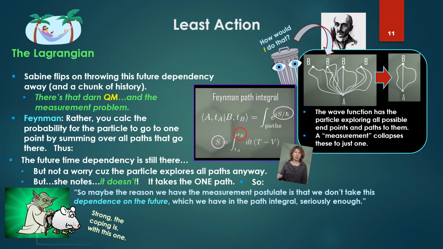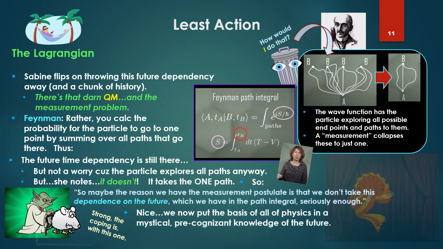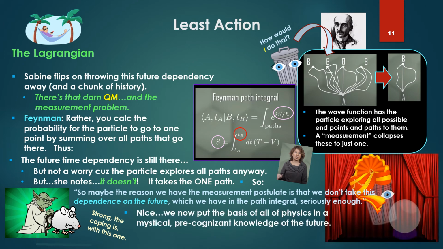Let's say this is a bit of coping, because this is nice. But now you put the basis of all physics in a mystical precognitive knowledge of the future. And the way physics is going nowadays, I'm quite sure they'll like this. They'll explore this, I'm sure. In other words, this is the depth of the current confusion.